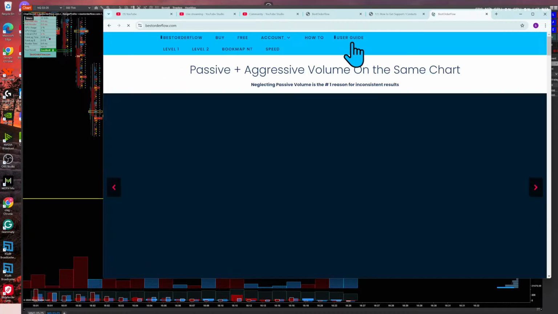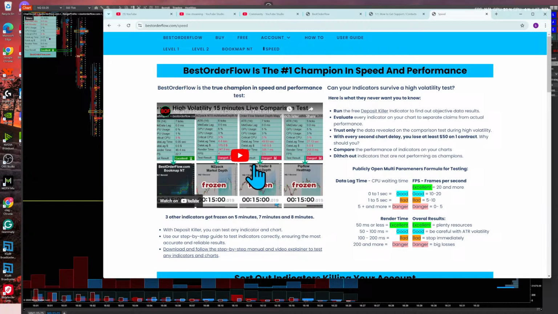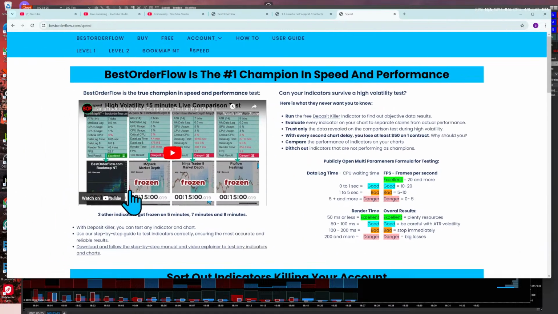If I go on to speed, this is the menu speed on the best order flow, and you see this video, watch this video. I compare 4 different indicators, heat maps on data level 2, and you can see why they all suck except the best order flow. Why? Because they get frozen after 5 to 8 minutes on the New York Open at the highest volatility time. That's the best time to compare your indicators and see how that actually works.